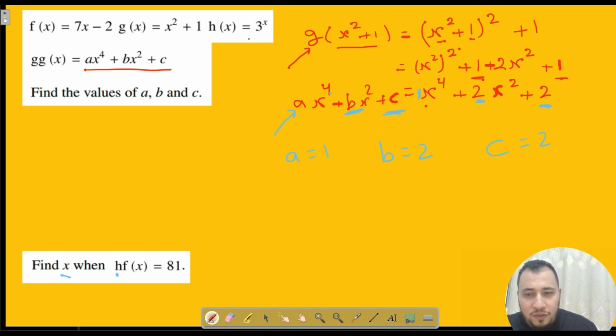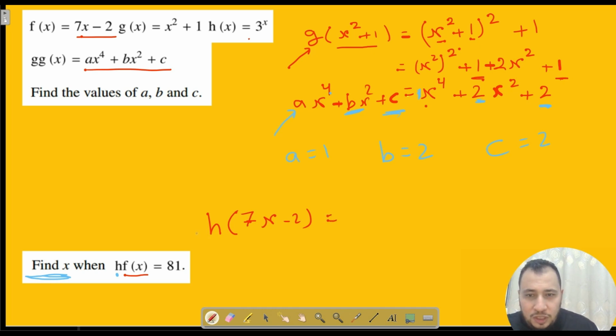h of f of x equals 81, and here the question is asking us to find the value of x. Okay, let's get here h of f of x, which means h of, and instead of f of x, I'm going to write its value, which is 7x minus 2.